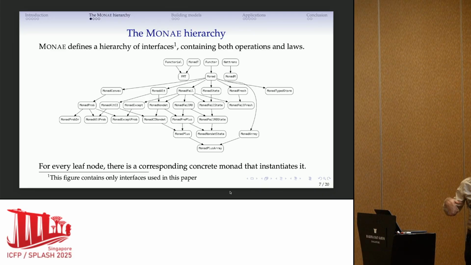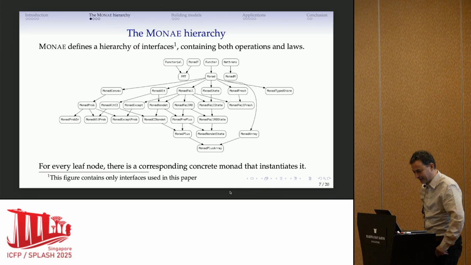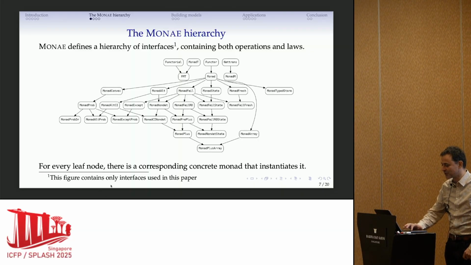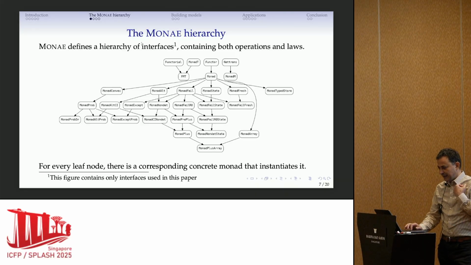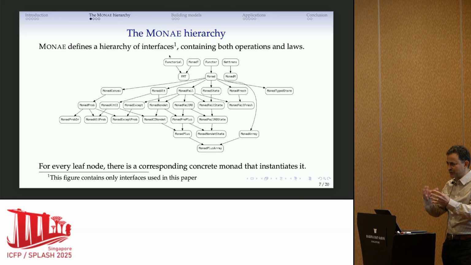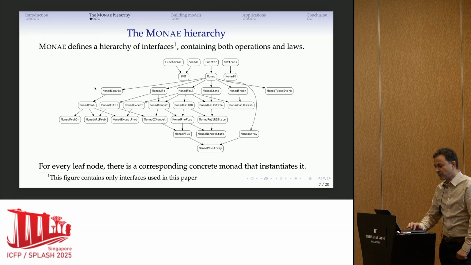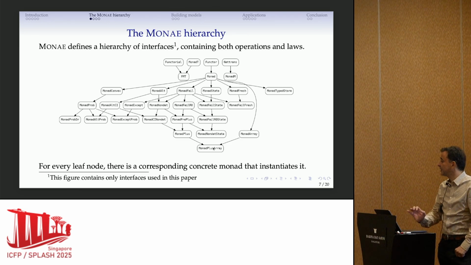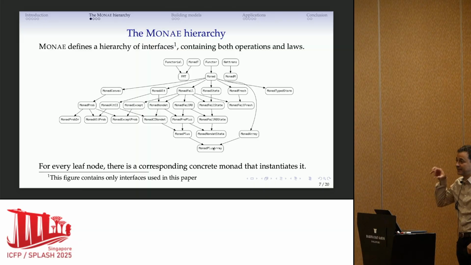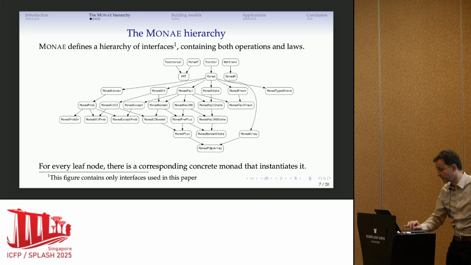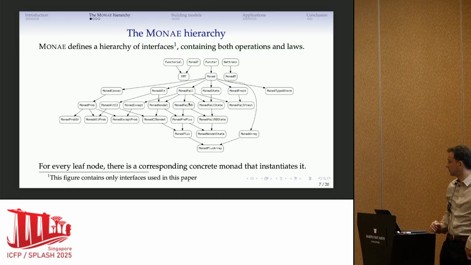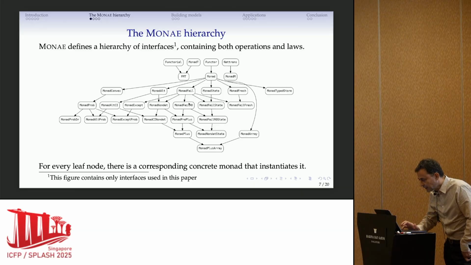And on the hierarchy we are building, because the monadic hierarchy here, I'm just showing the ones that are cited in the paper. So this is in the JFP paper this time. There are actually many more interfaces in the monadic hierarchy. And the important thing is that the interfaces are both monadic operations and laws. And for every leaf node, you need a concrete monad that instantiates it, and that proves that all the laws are valid. If you have a leaf node, then of course it implies that everything above it will also be consistent.